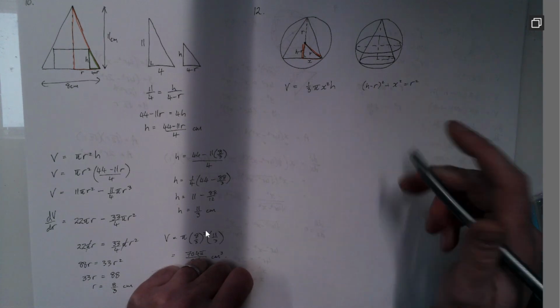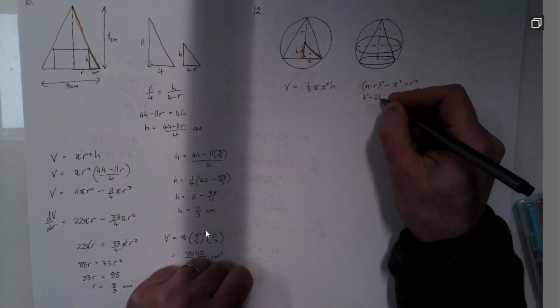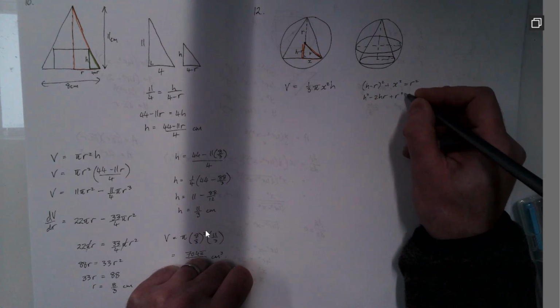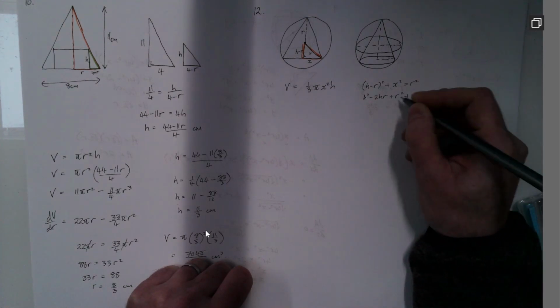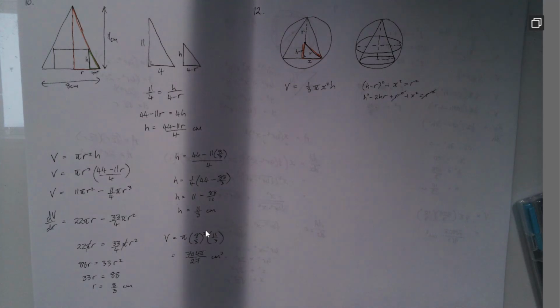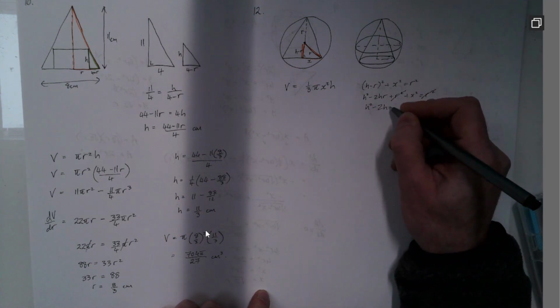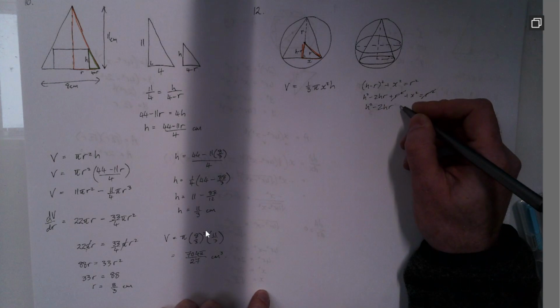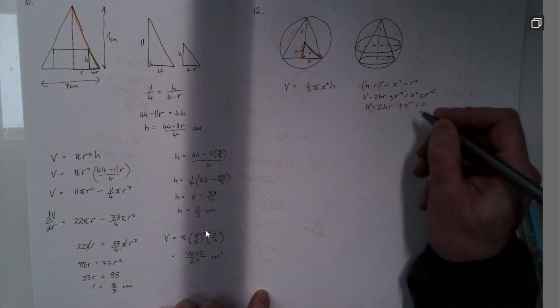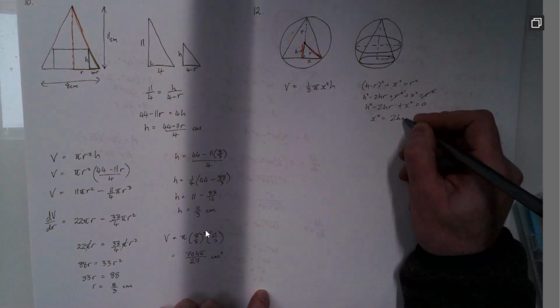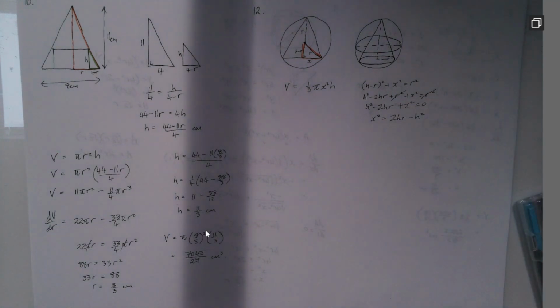Expanding, we have h squared minus 2hr plus r squared plus x squared equals r squared. So the r squared cancels. That's handy. So h squared minus 2hr plus x squared equals 0. So x squared equals 2hr minus h squared. So next we use x squared again.